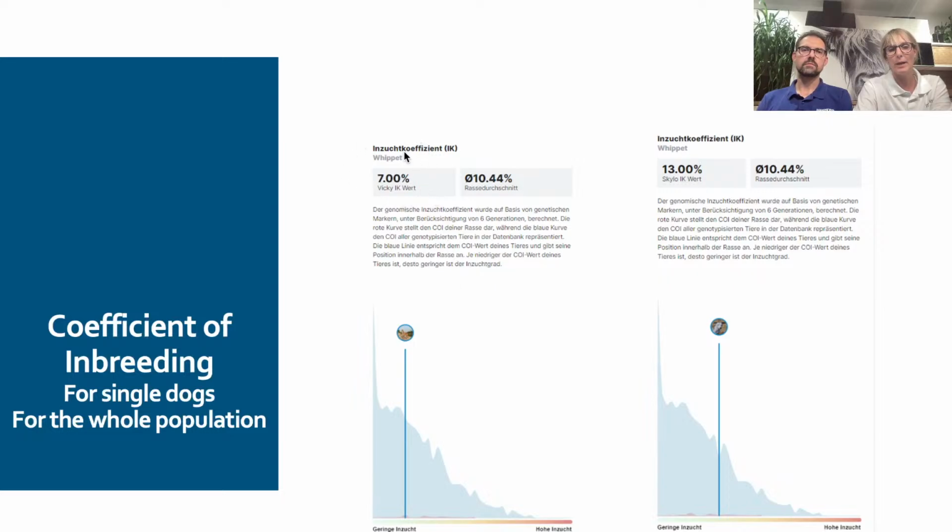And as you see, we have here a dog with a coefficient of inbreeding of 7%. The average is about 10%. We calculate this COI value for 6 generations, and you get it listed for every dog of a breed, and you can see clearly whether it is in the range of how high or low the inbreeding is.